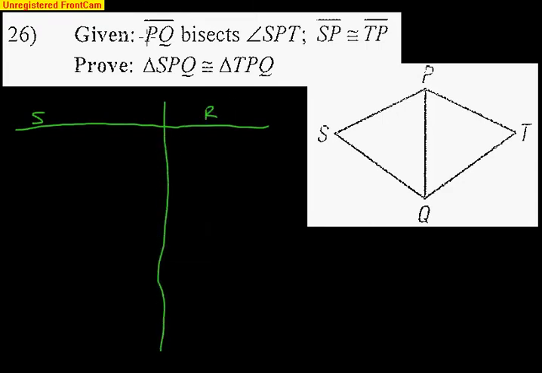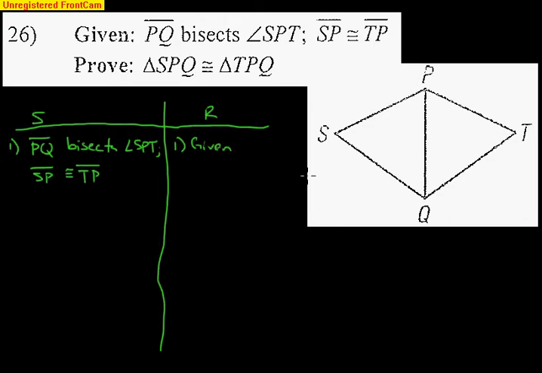Okay, and let's talk about this proof. In this proof, it says that segment PQ bisects angle SPT. And we also know that segment SP is congruent to segment TP. That's all given to us. So let's see what that given information will do.